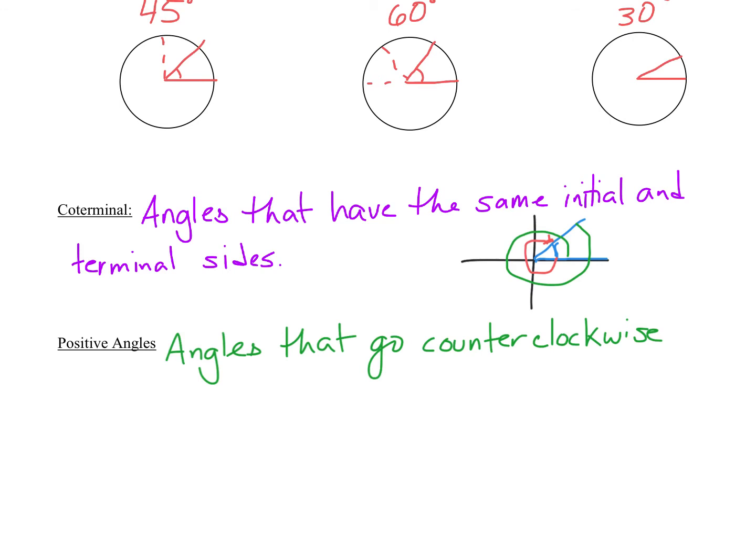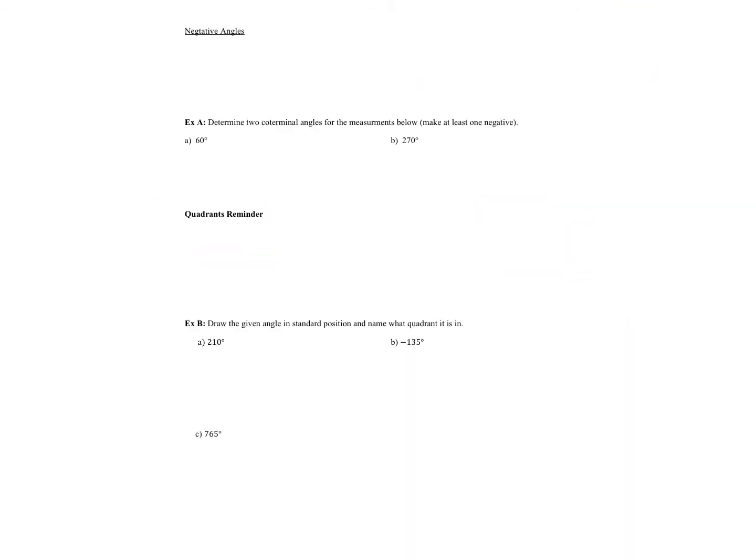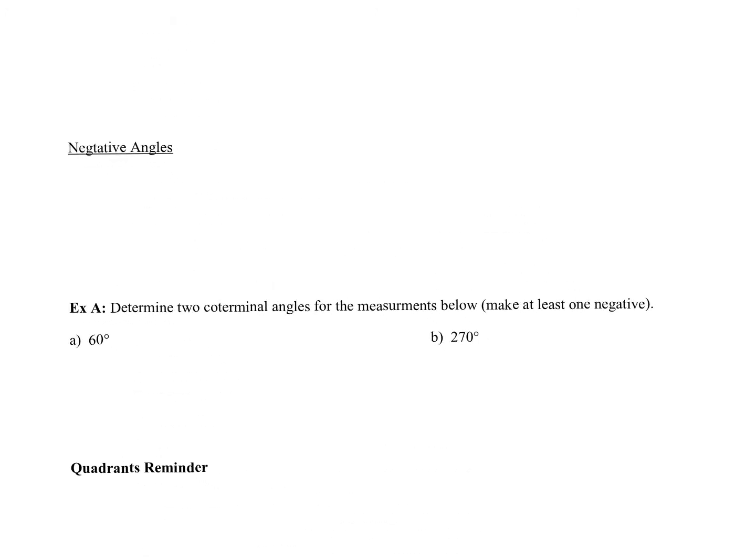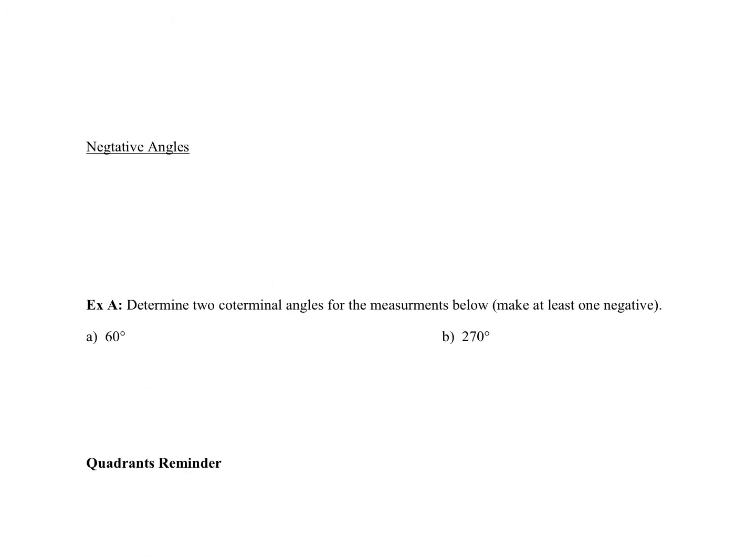Okay, and I know we haven't talked about negative angles, but we're going to do that next. So negative angles go clockwise, which is the next page. So once you've got your funky little drawing, which is hard to see, I know. So negative angles are angles that go clockwise.